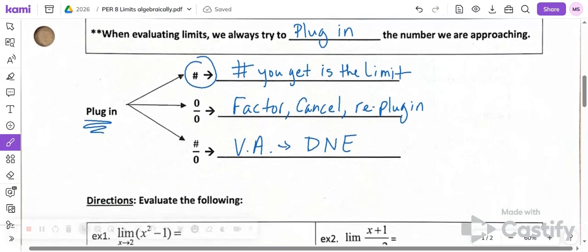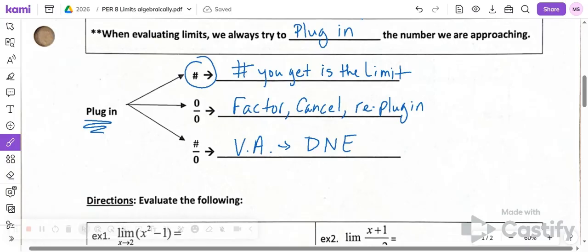So it's going to be 3 cases. You are going to pop in a number. If you get a number, you're done. If you get 0 over 0, what do we have to do? If you get a number divided by 0, DNE. Ready? Set? Let's go. Let's go to the next one.